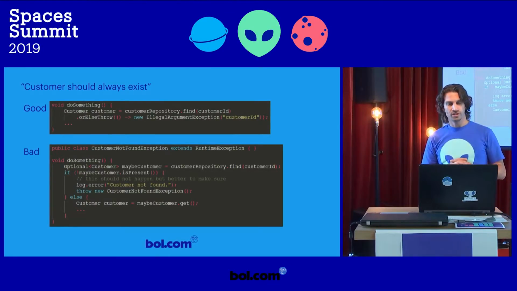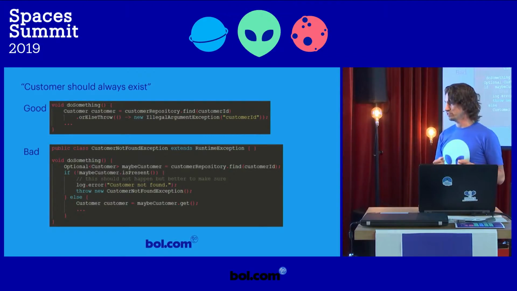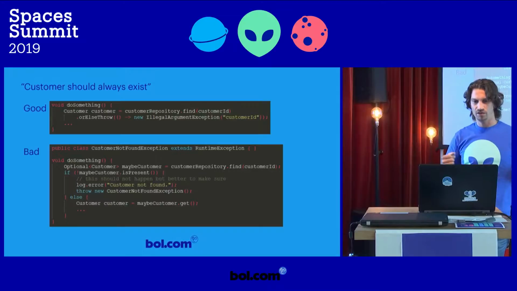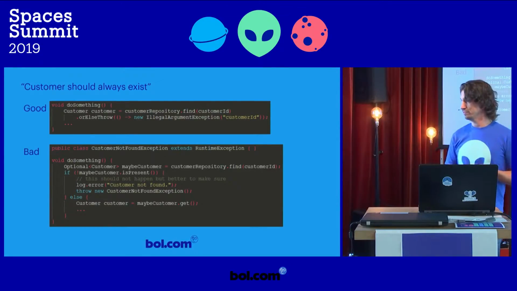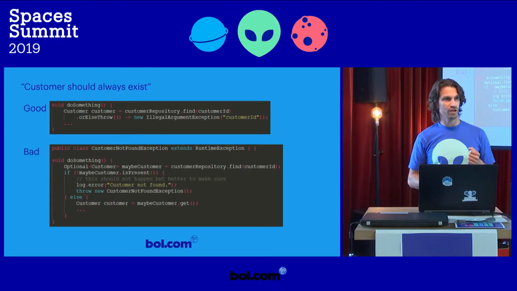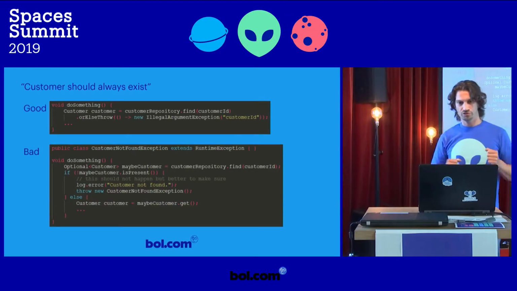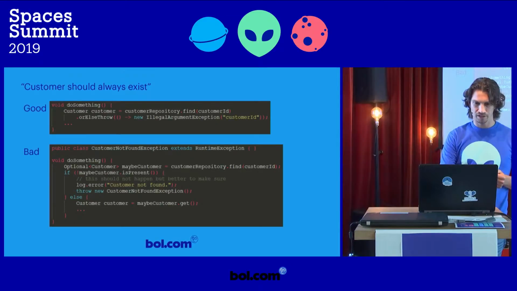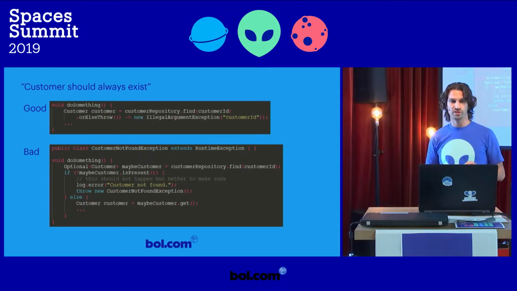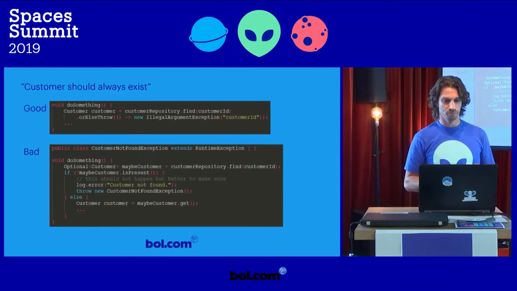Suppose the assumption in our system is that the customer should always exist based on some customer ID. And we have to write some code that takes a customer ID, and we have to find that customer in the customer repository. Well, we can write the code above, and what it does is call the customer repository, find, and in 2 lines of code, we have returned the customer, right? Short but sweet.